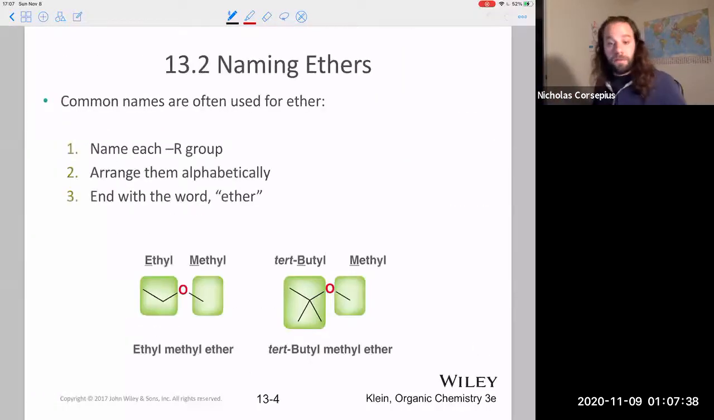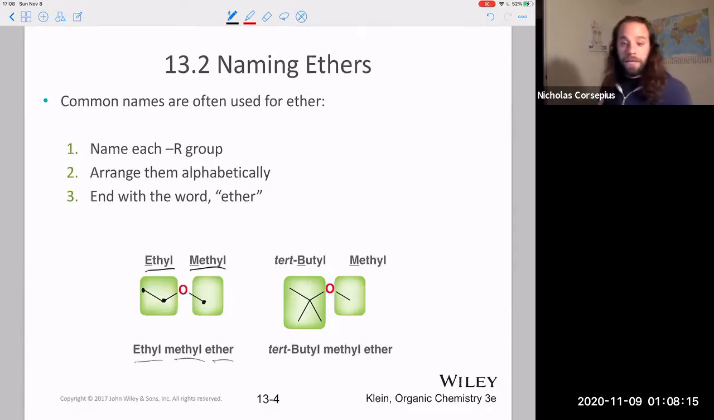Okay, so how do we name ethers? Unfortunately, ethers are one of the ones where the common names have stuck quite a bit. Luckily, they're fairly easy to name according to those common names. So first of all, you look on either side of the oxygen and you name each R group. In this case, that's 2 carbons, so that'd be an ethyl group. On the other side is 1 carbon, so that's a methyl group. And then you just arrange them in alphabetical order, followed by the word ether, right? So this would be ethyl methyl ether.